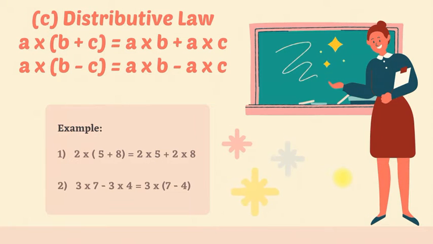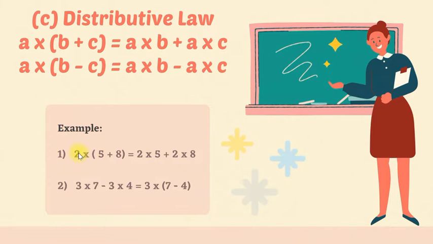Okay, next, the distributive law. The distributive law says A times B plus C in bracket. You have one number outside, you times the numbers in the bracket, plus or minus, so you can expand this bracket. It will become A times B plus A outside times again with C. The same goes for minus: A times B minus A outside times C inside, so it will become A times C.